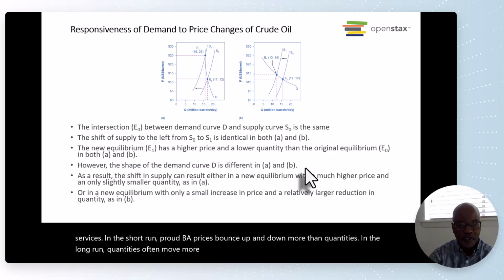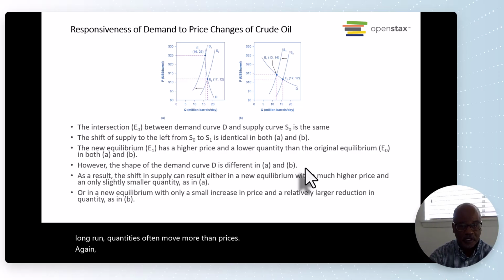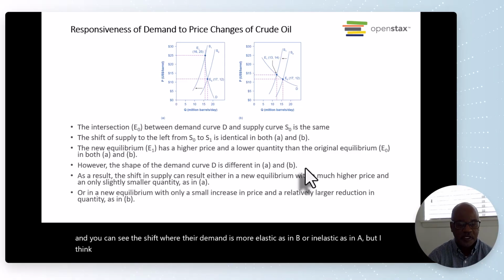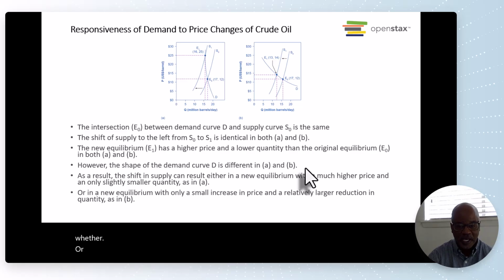Again, responsiveness of demand in the oil markets. I'm going to leave this up for a second. You can see the shifts where the demand is more elastic as the B or inelastic as the A. But I think looking at some of the previous slides, I've driven home the point that depending on whether supply or demand is elastic or inelastic determines who bears the increased cost, not to mention defining what these elasticities are.